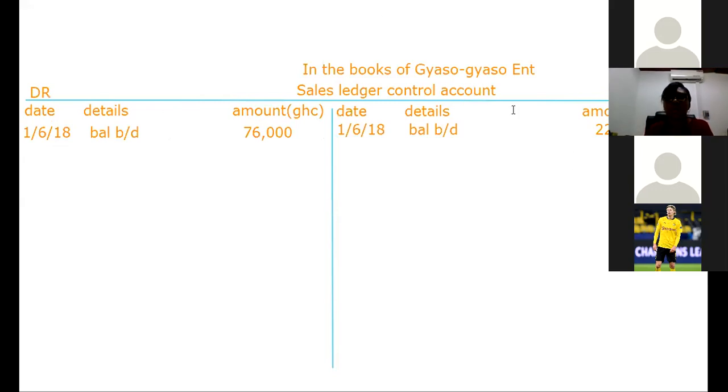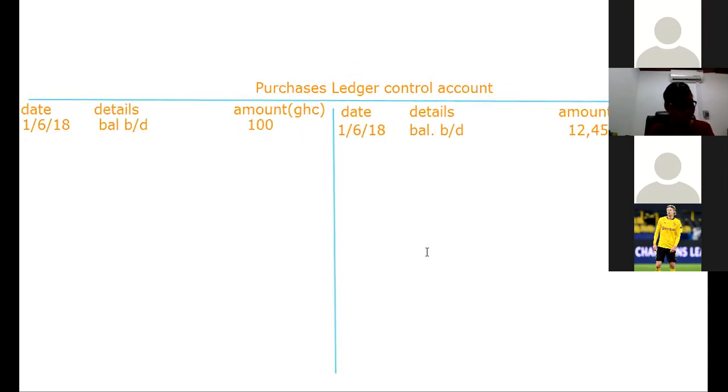Okay, so Lawrence, why are we entering it on the credit side of the credit purchases control? Who answered the question? Madam, can I answer it? Madam, because it will increase the purchase amount. So it will increase our liability. To increase our liability.